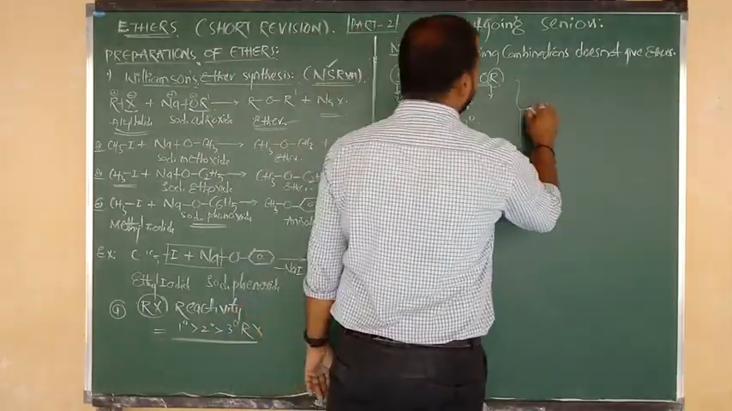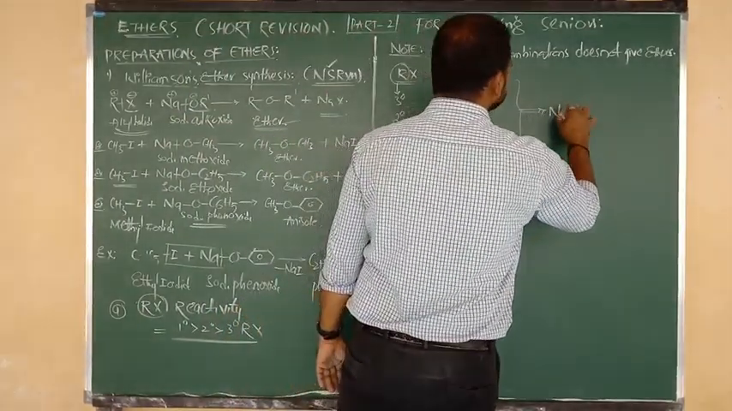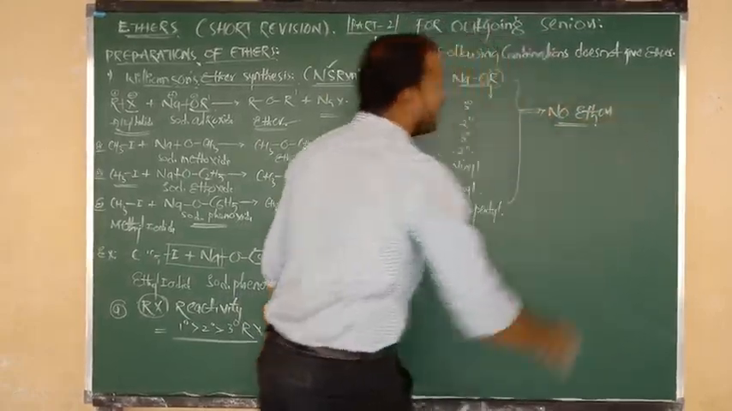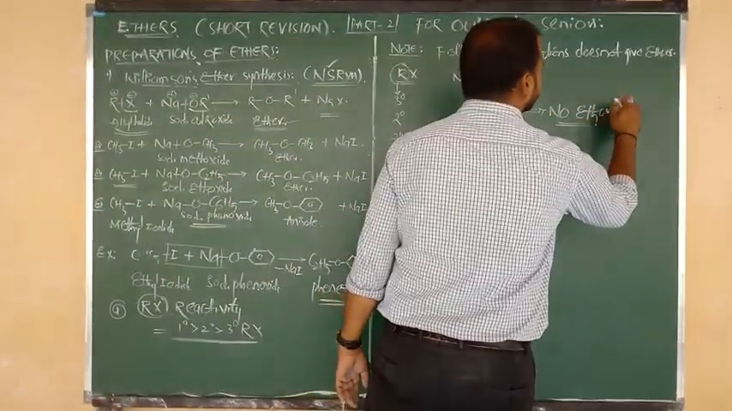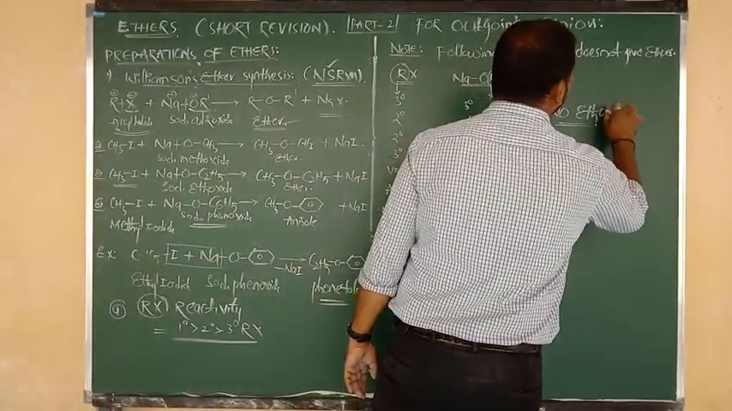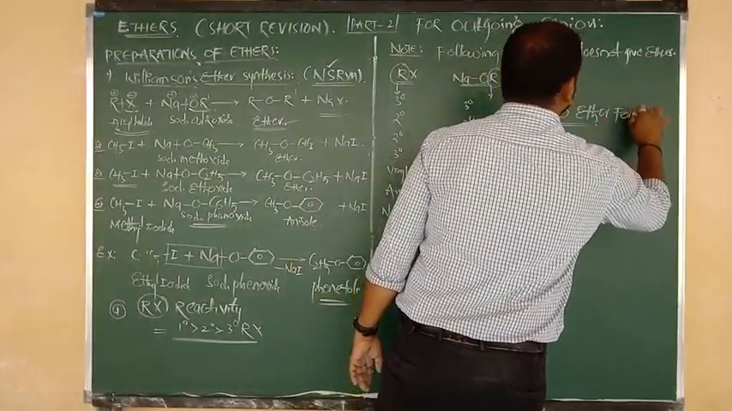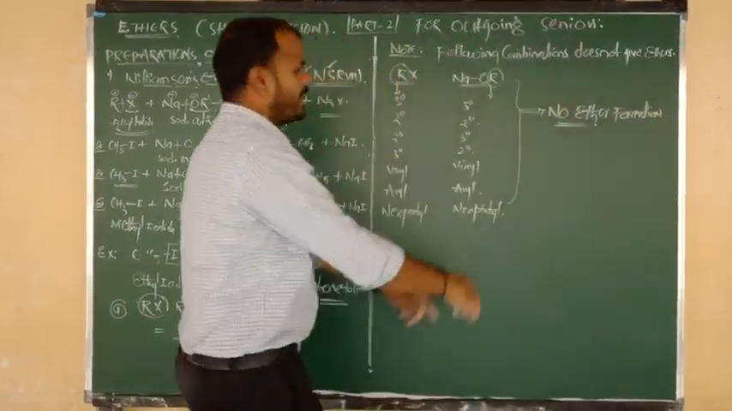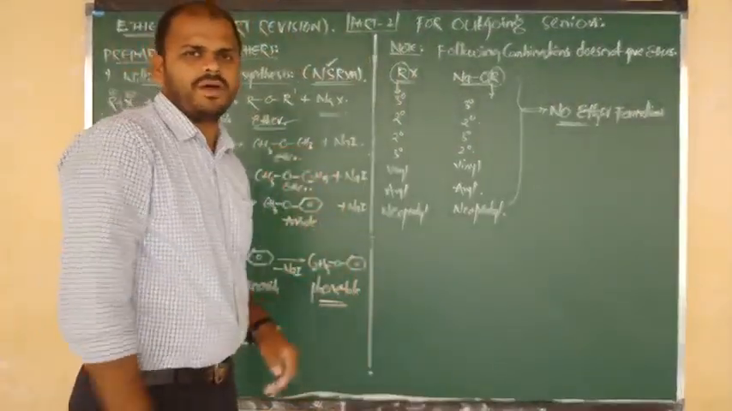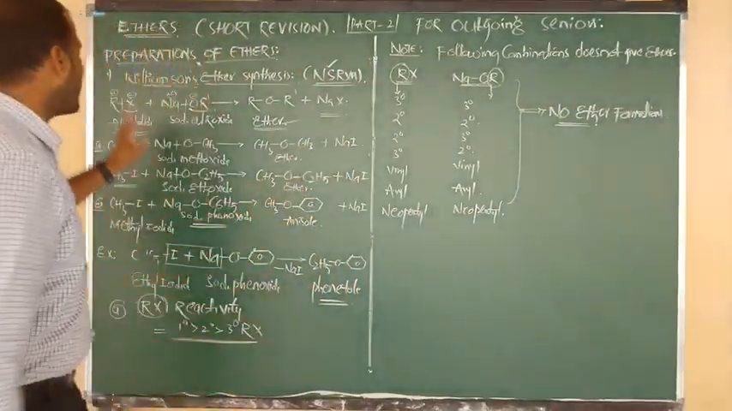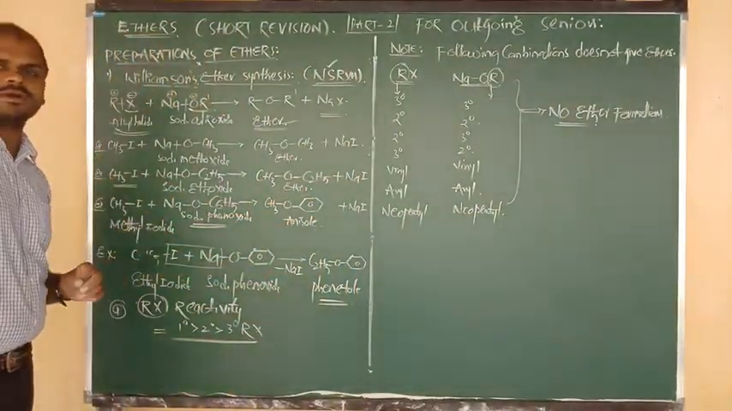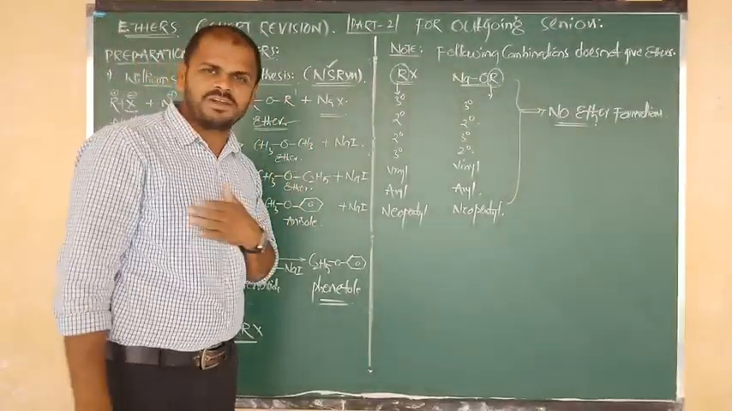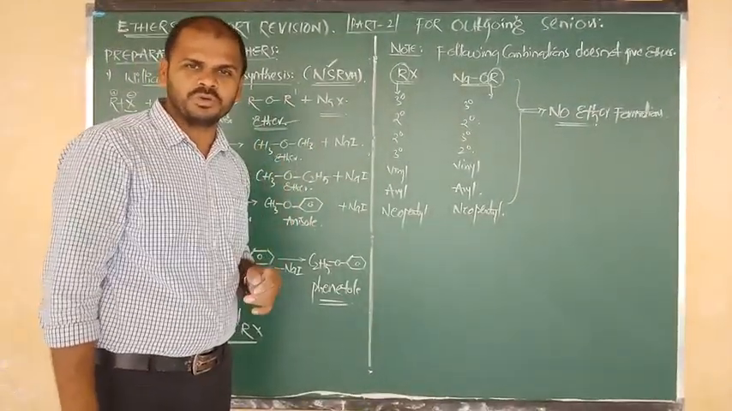So these combinations do not give the formation of ethers. Simply we can say there is no ether formation. In these given combinations, we can't see ether formation. These rules are given as per Williamson's ether concepts. Good. Preparation number 1 we have successfully completed. Go to preparation number 2.